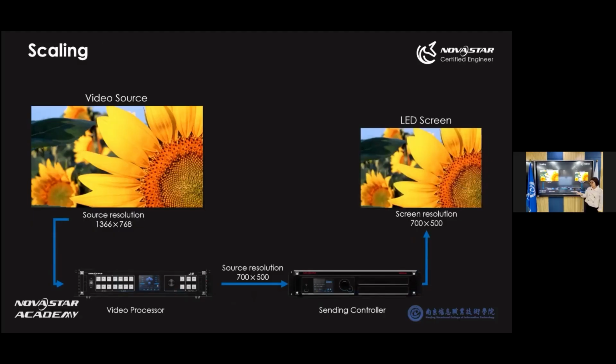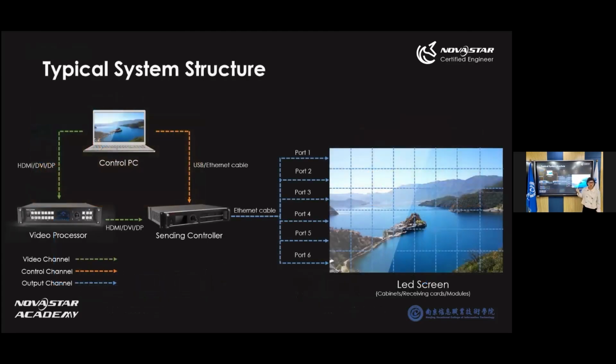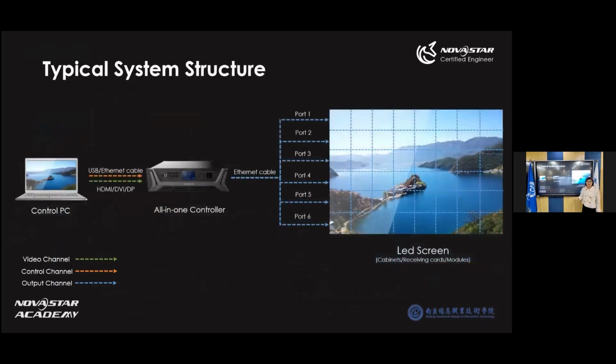Now the system structure will be like this. The video comes from the PC, goes to the video processor first. Then the video processor will deal with the video source before providing it to the sending card, such as scaling. The system structure becomes more complicated, right? So what's the solution for this? The all-in-one controller came out. The system will be simplified again to the beginning structure. All-in-one can do the job of a sending controller and a video processor at the same time.